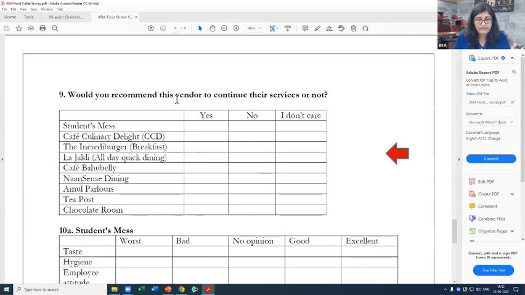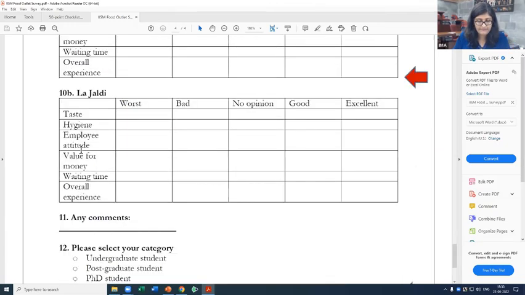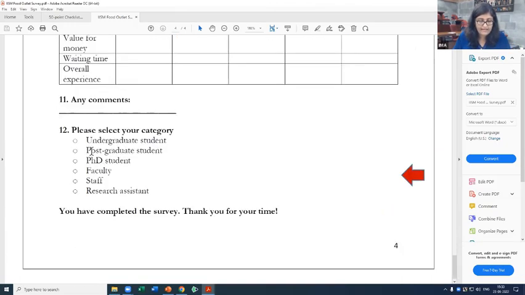Question 9, would you recommend this vendor to continue the services or not? They list all the vendors. The answer options are yes, no, I don't care. Question 10, again for each outlet, you have to say how was the taste, hygiene, employee attitude, value for money, waiting time, overall experience. Any comments? And the last question is, please select your category. You have completed the survey. Thank you for your time.